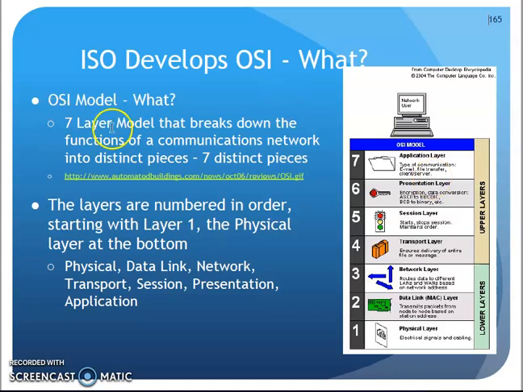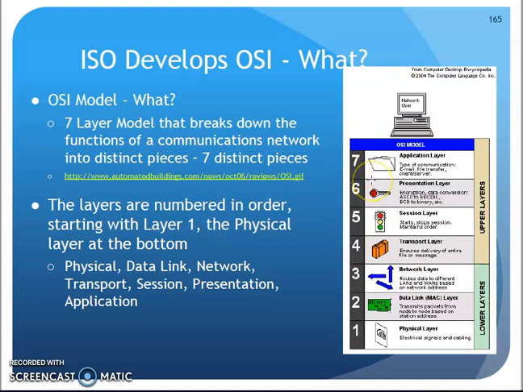All right, so the 7-layer OSI model breaks the functions of network communication into 7 distinct pieces. And those pieces are called layers. Think of this almost like a building. Layer 1 is on the bottom, like floor 1 of a building. Floor 7 would be on top. They're purposely numbered like that. If I were to take layer 1 out of my network, pretty much the whole network would fall apart. That's the idea behind this. So layer 1 to layer 7, layer 1 on the bottom, layer 7 on the top.